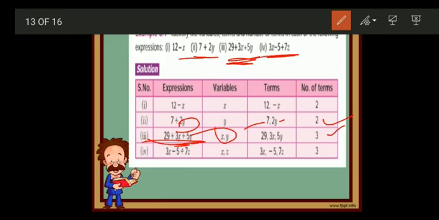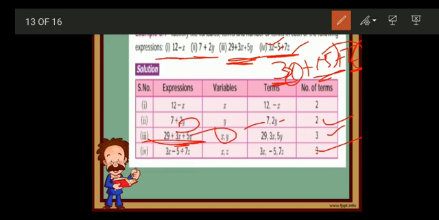Consider the fourth one. How many terms are there? 1, 2, 3. So 3 terms. We can write this as 3x plus minus 5 plus 7z. So 3x is one term, minus 5 is one term and 7z is one term. And what are all the variables here? x and z.